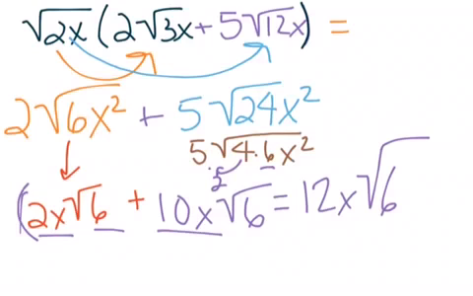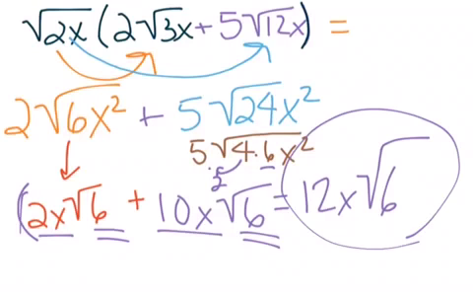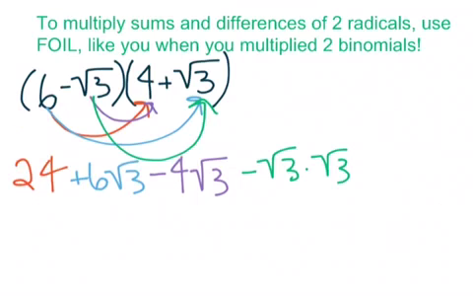They both have like terms as far as radicals. So we add up 2x plus 10x, we get 12x square root of 6. Boom. Okay? Alright.